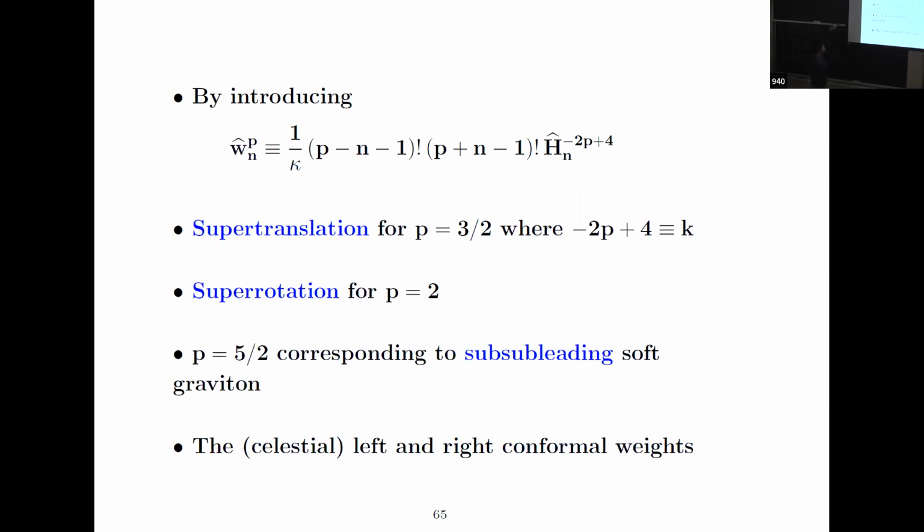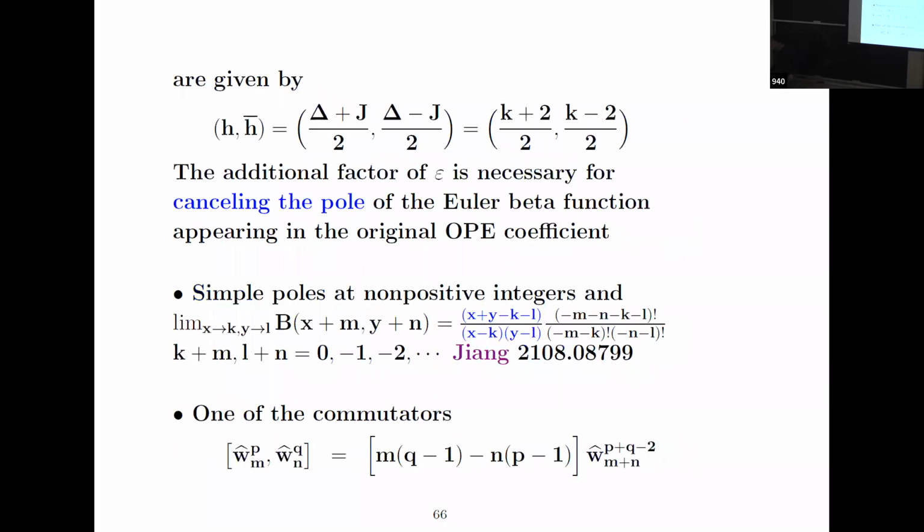Here the P is somehow related to the previous K notation, and we have a spacetime translation, spacetime rotation, and graviton.